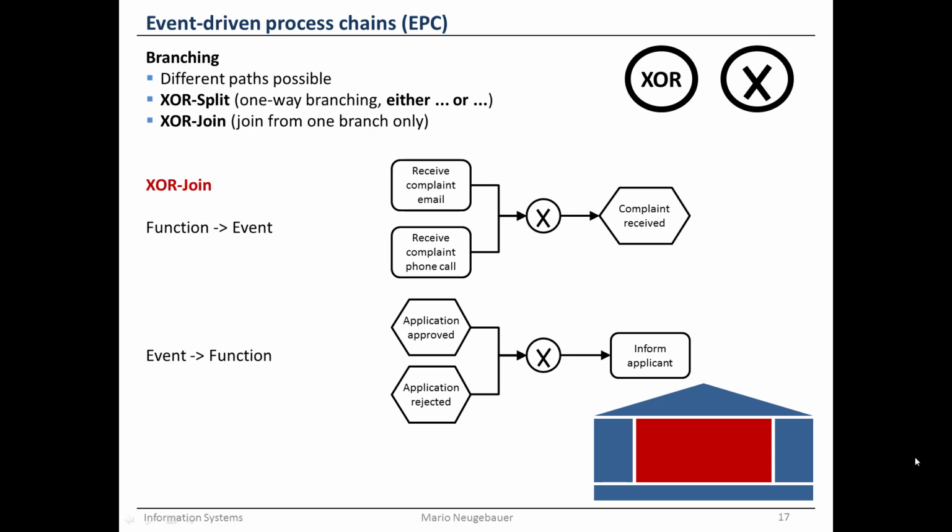And in the other example, you arrive with two possible events before the XOR. So you either have the application approved or the application rejected. That's some decision which is made before somehow, doesn't matter how. And you then arrive with either the one event or the other event before the XOR join, and when you have one of these events, you continue with the information of the applicant.